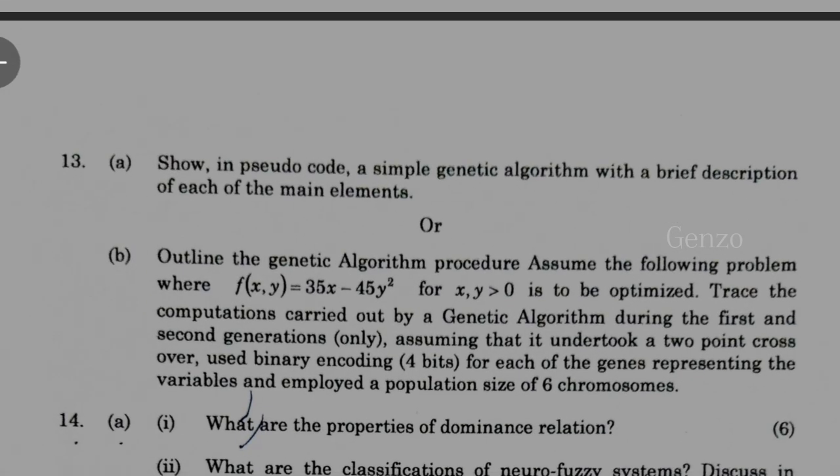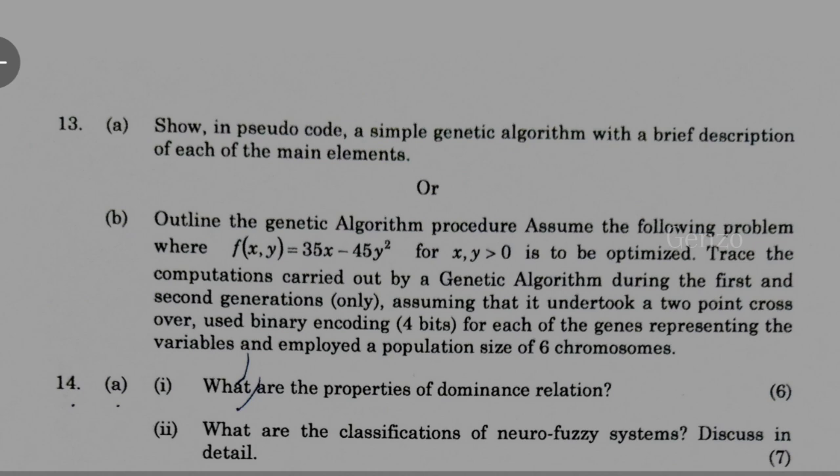13a. Show in pseudocode a simple genetic algorithm with a brief description of each of the main elements. Or 13b. Outline the genetic algorithm procedure. Assume the following problem where f(x, y) equal to 35x minus 45y squared, where x, y greater than 0, is to be optimized.